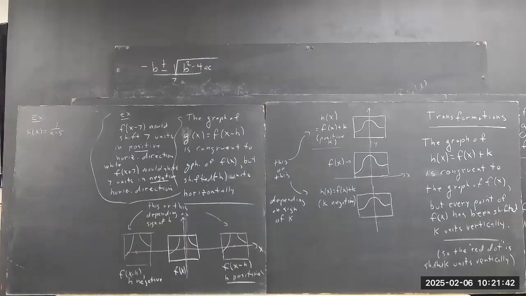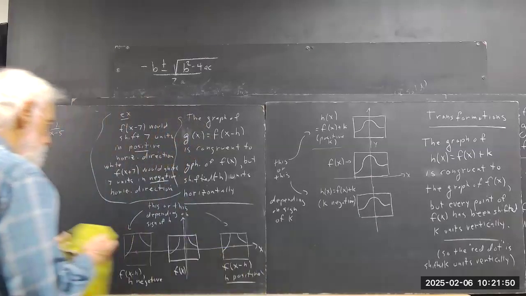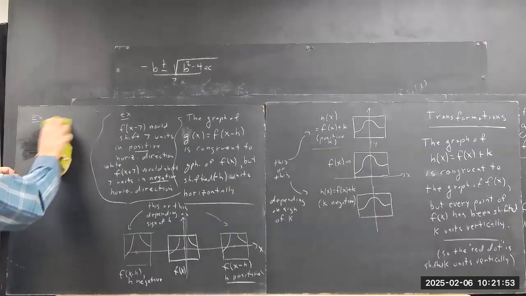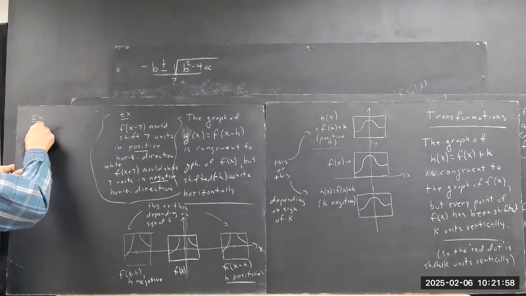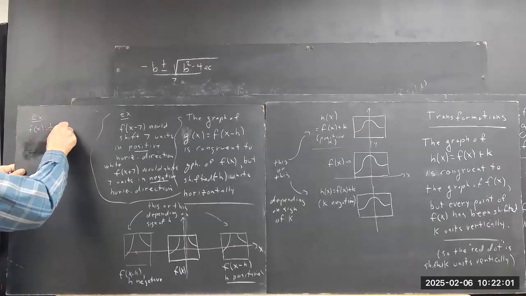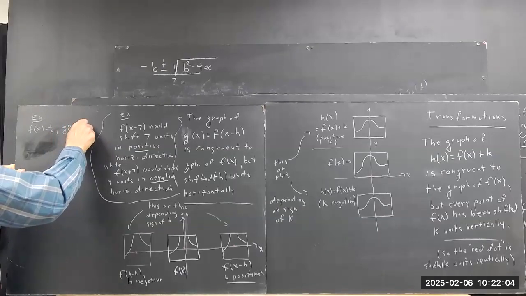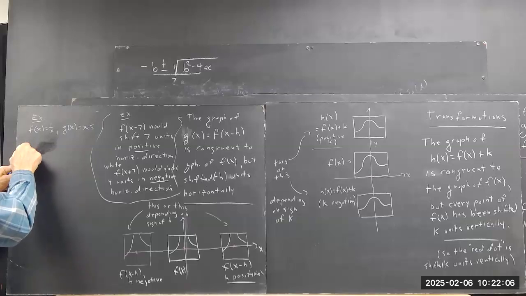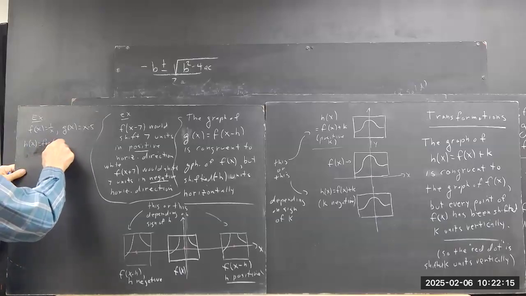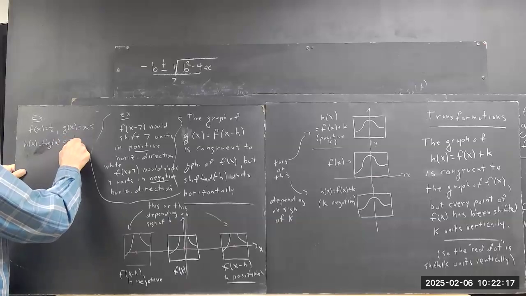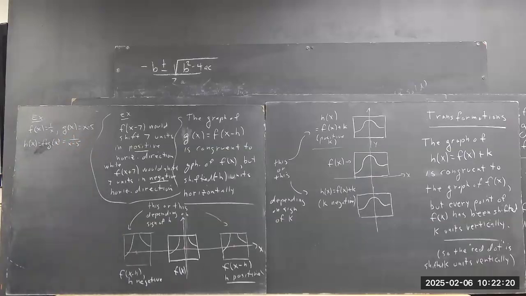H of x is 1 over x minus 5. Let me make it a little more complete. Just repeat what we got. f of x equals 1 over x. g of x equals x minus 5. h of x equals f circle g of x, which we found to be 1 over x minus 5.